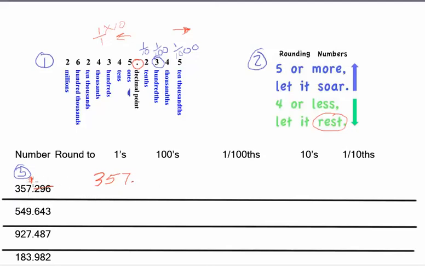Okay, if we're rounding to the hundreds, we have to identify the hundreds place. And I said my strategy is to start with the decimal point and move to the left, multiplying it times 10. So the first is the ones, and multiply it times 10 is the tens, and then we multiply the tens by 10, and we end up with the hundreds. So in this particular case, the 3 is in the hundreds place. Now, we have to consider the number next to it. And again, up here we are, 5 or more, let it soar. So we're going to raise it up, or 4 or less, we're going to let it rest. In this particular case, in the hundreds place, we have a 3, and 57 is next to it. 57 is more than 50. So we're going to raise the 300 up to 400.